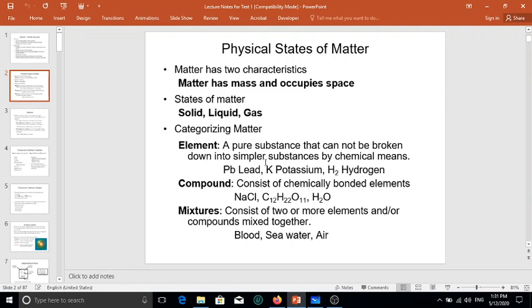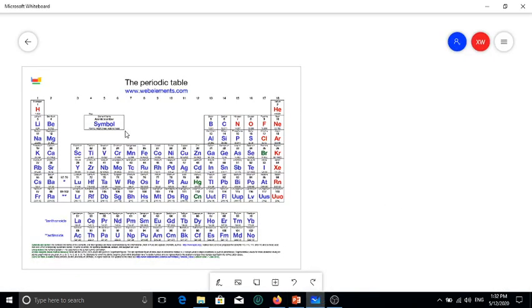And also from the point of view of chemistry, we would like to categorize matter into three levels, okay? Elements, compounds, and mixtures. I would like to use some examples to show you what they really are. Before we talk about these three things, let's look at this periodic table. The periodic table basically is a summary of all of the elements.